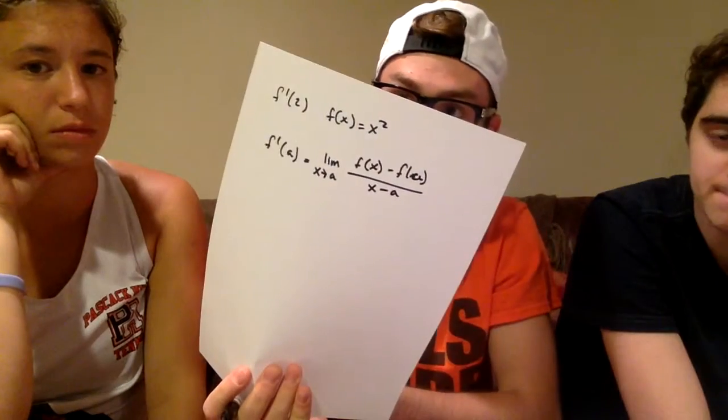Right. So part B, use the alternative form to find f prime of 2 for the function f of x equals x squared. Okay, so we're going to plug this into the equation. F prime of a equals the limit as x approaches a, f of x minus f of a over x minus a. So we're going to go ahead and plug into that equation.